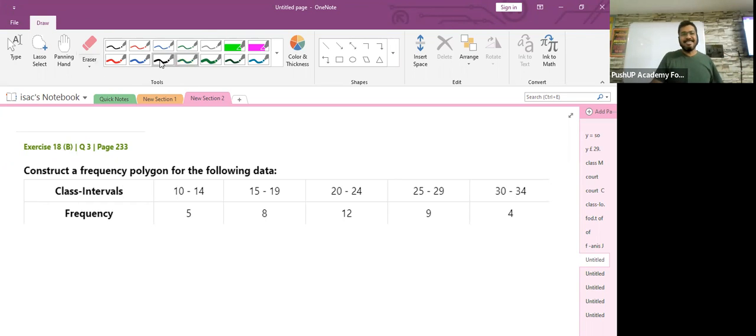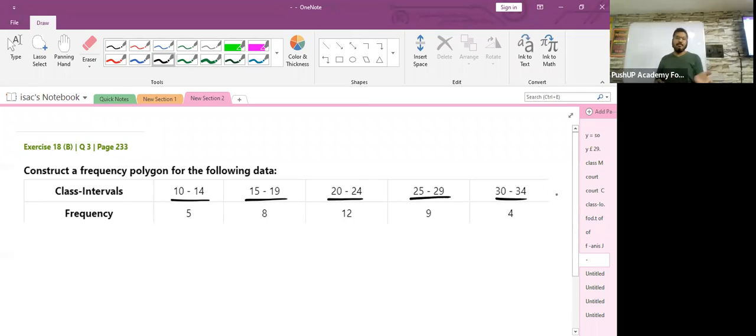Exactly. The reason is the class intervals are what? Discontinuous class intervals. Did you notice this? 10 to 14, 15 to 19, 20 to 24, and so on. So what do you have to do first? You have to convert the class interval into continuous class intervals, isn't it?